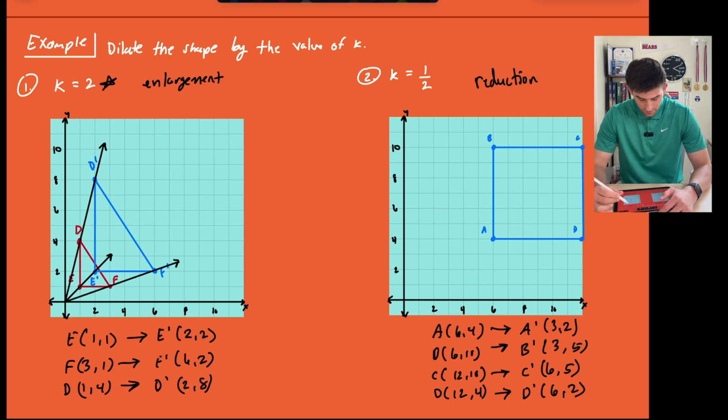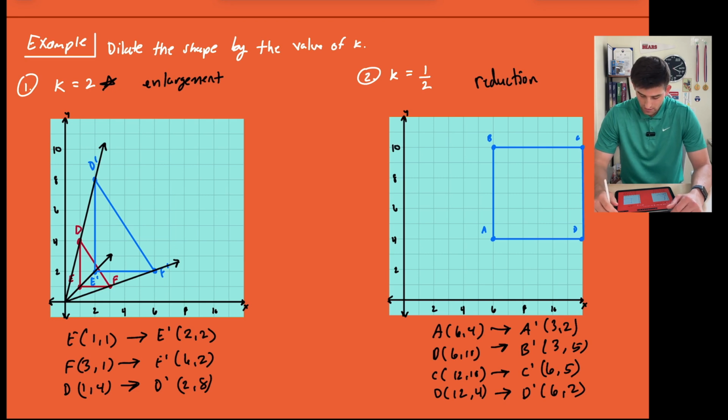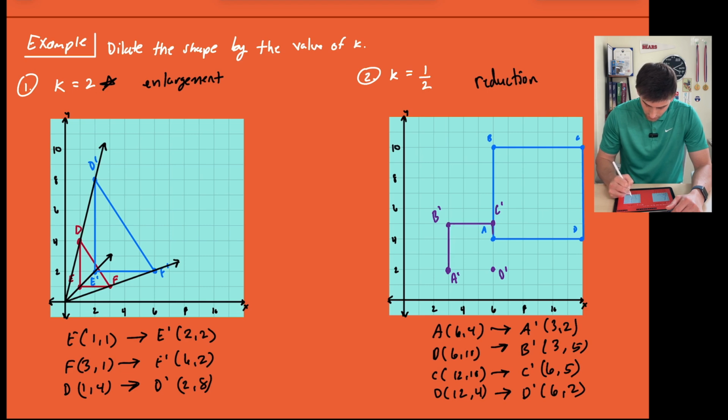All right, so now let's shift our color. Let's go purple this time, and let's graph our image. So A prime is 3, 2, so that's going to be right there, A prime. B prime is 3, 5, so that's going to be right there. We'll call that B prime. C prime is 6, 5, so it's going to be right there, C prime. And then D prime is 6, 2, D prime. All right, so now let's draw our lines here, connect those. We're good. And last one, perfect.